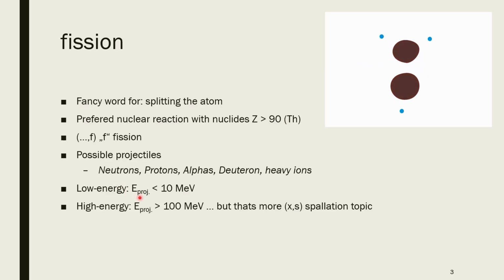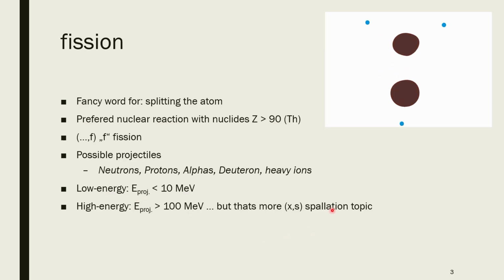We differentiate between low energy fission, so if the energy of the projectile is less than 10 mega electron volts, and high energy projectiles, so anything above 100 mega electron volts. But that's more in the topic of spallation, so XS reaction.